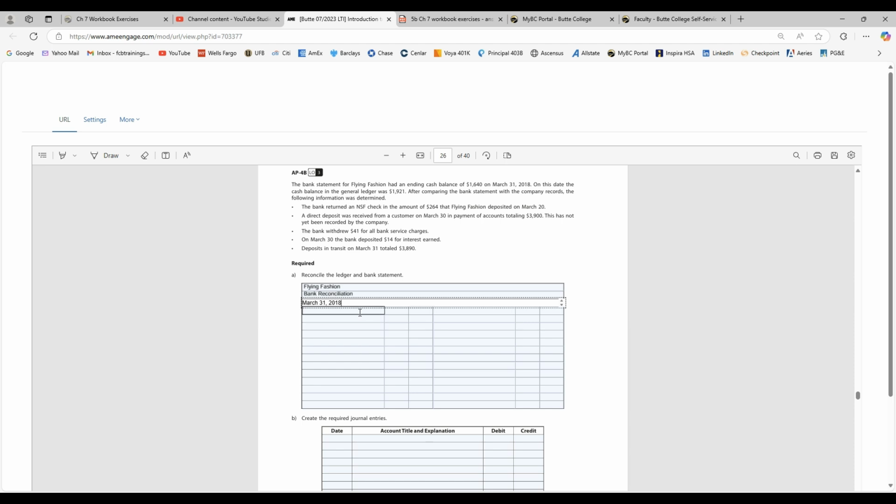So oh well. All right, so remember we got our cash balance per bank statement, and then we've got our cash balance per books, and it tells us our cash balance per bank statement is $16.40, and our cash balance per books was $19.21.